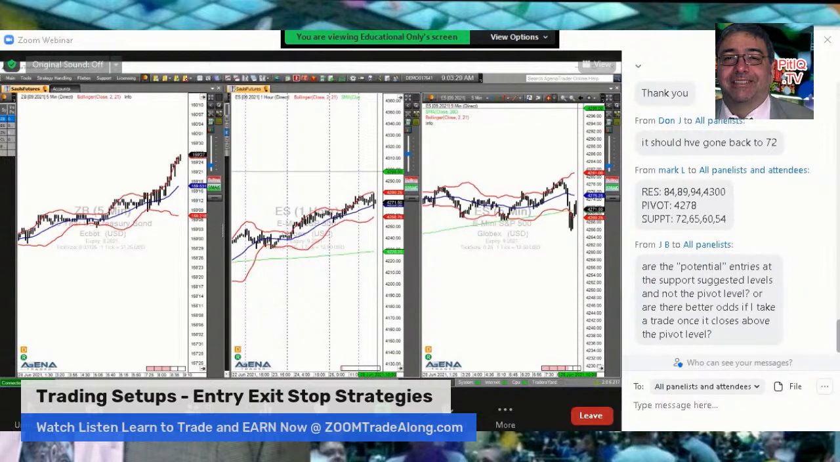Potential entries at support: the market creates the support and resistance areas. I'm not making it up. Just because it's a pivot doesn't necessarily mean it's a support and resistance area. In this situation it is, but it doesn't necessarily have to be. It also depends where you're coming from, whether you're coming from above or below it. So the areas that we talk about trading are based on the price action, based on what the market is telling us.